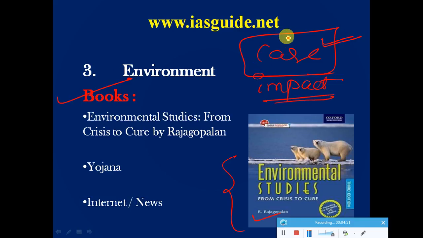Biodiversity, ecosystem, in situ, ex situ, each and every concept they have explained in this Environmental Studies: From Crisis to Cure by Rajagopalan book. Okay, a very important book and a must, you have to study this book.